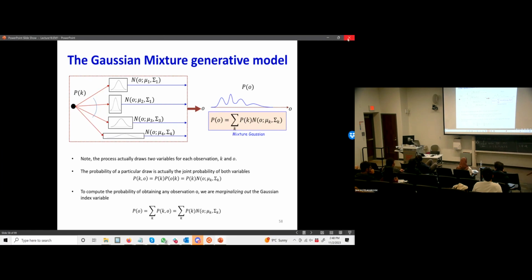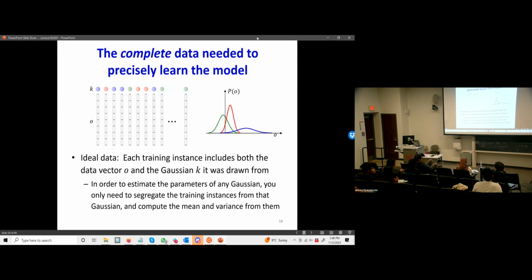And again, if I look at this in terms of the complete data, in the ideal case, with respect to every data vector O that you saw, you would know which Gaussian it came from. So if I color my Gaussians red, blue, green in my example, along with each data vector, you would have the color of the Gaussian that it came from.